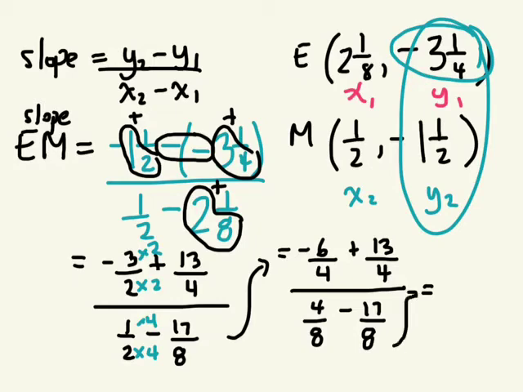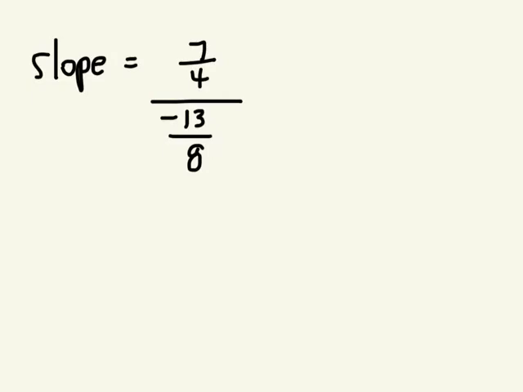Okay, I'm just putting the equal sign here because I don't have space. What's negative 6 plus 13? 7 over 4 over, what's 4 take away 17? Negative 13 over 8. So right now we have our slope. The slope is equal to 7 over 4 over negative 13 over 8.